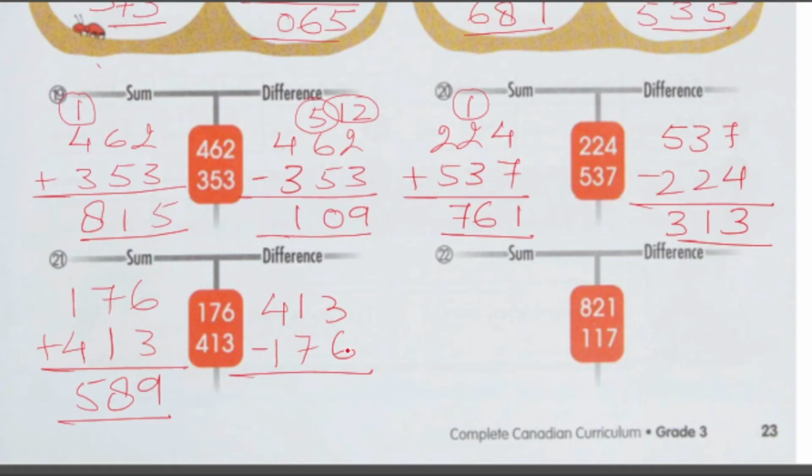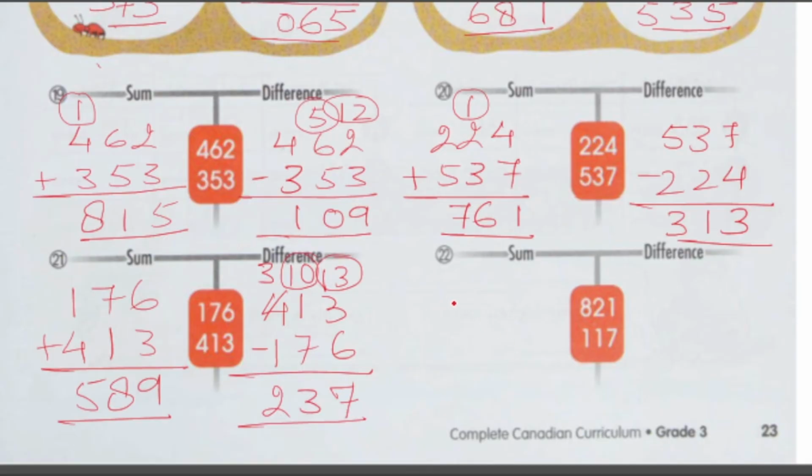We can't subtract 6 from 3. Therefore, we have to borrow one number from this side. So it will become 13. It will reduce to 0. So we have to borrow again one number. It will be 10 and it will be reduced to 3. So 13 minus 6 is equal to 7. And 10 minus 7 is equal to 3. 3 minus 1 is equal to 2. So the difference is 237.